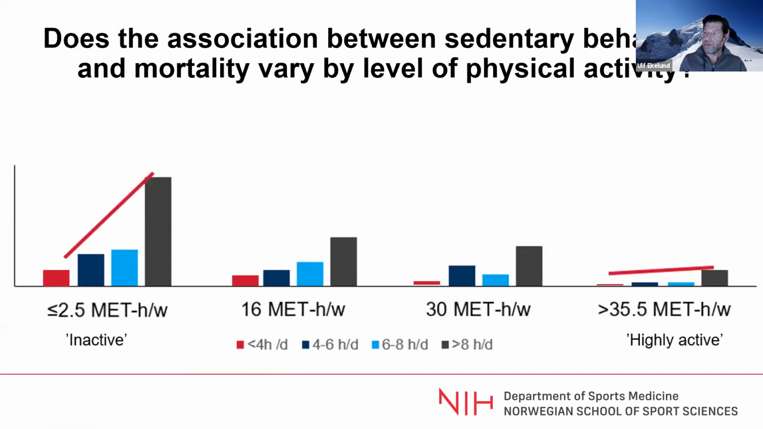The third question we wanted to address is whether the association between sedentary behaviors and mortality varies by levels of physical activity. That basically means whether the slope or the association between sedentary time and mortality is different between those who are inactive compared to those who are active.